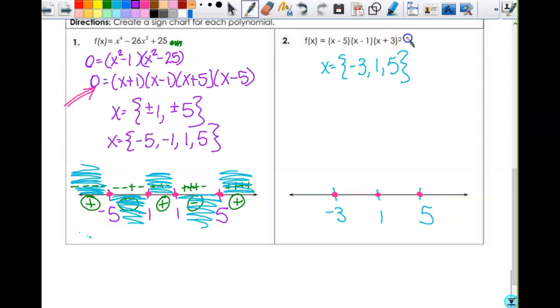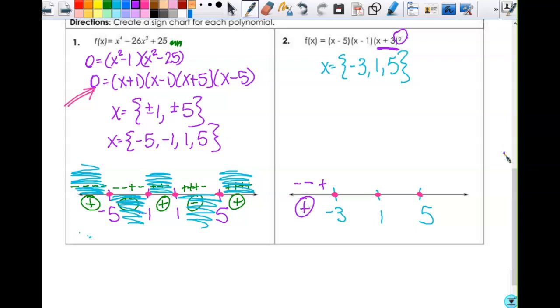It's already fully factored for me, so that's nice. That's where I'm going to put my test points into here. So if I start with a -4, right, something over here, -4. So -4 minus 5 is still negative. -4 minus 1 is still negative. -4 plus 3 is negative, but I'm going to square it, right? So that means it's going to end up being positive. So because this one is squared, my third sign every single time is going to be positive because no matter what I put in there, I'm getting a positive number out, right? So this overall right here is positive.